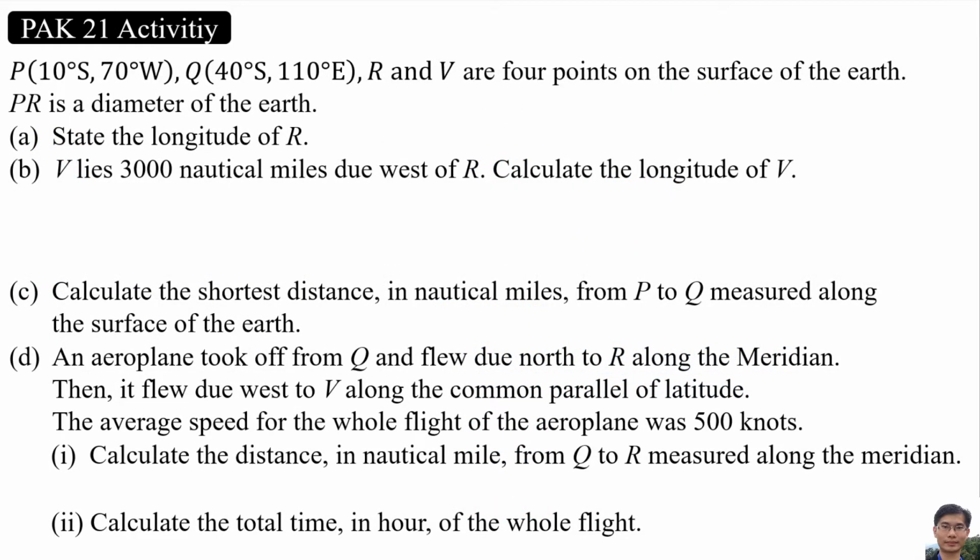PAK 21 activity. P, Q, R, and V are 4 points on the surface of the Earth. PR is a diameter of the Earth. A. State the longitude of R.